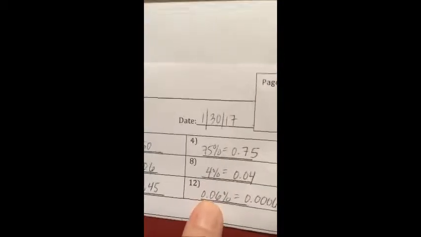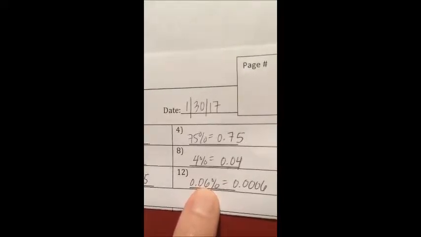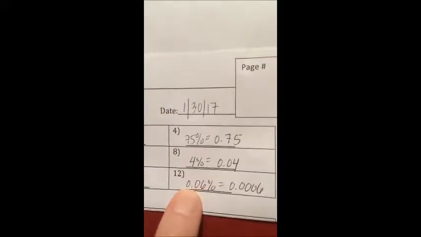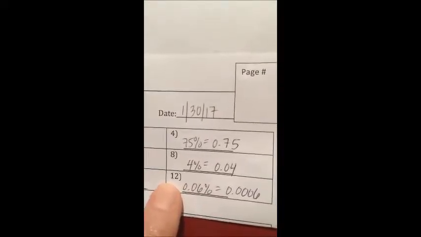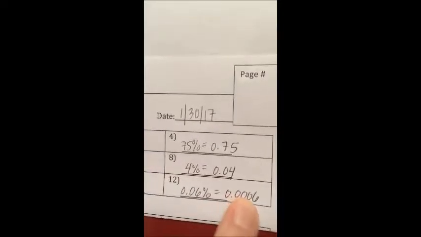And the last one, number 12, 0.06%. So I need to move that decimal place 1, 2 to the left. 0.0006 should be the answer. So take a look. See if what you have is correct or incorrect. If you're not sure, ask someone at your table to explain.